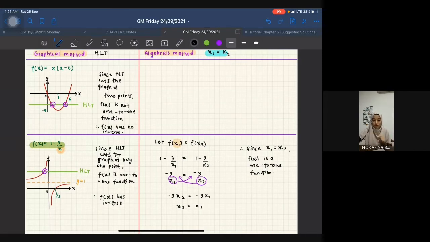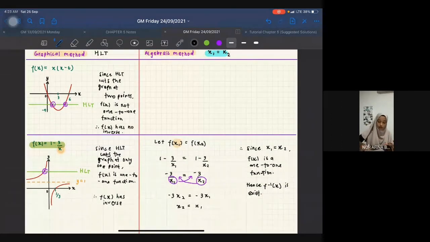So, bila one-to-one function, dia ada inverse. Hence, f inverse x exists. Okay, so this is another method for you to write the f inverse exists. Okay, so sama ada awak nak tulis fx has inverse or f inverse exists. Macam tu. Okay, settle.